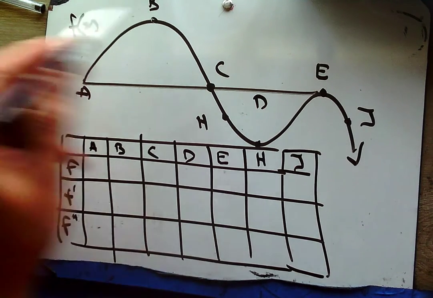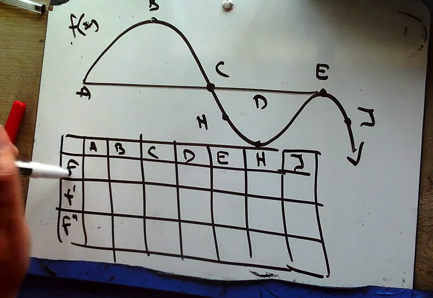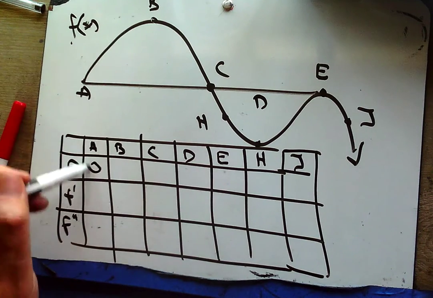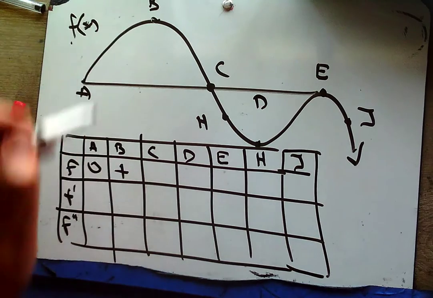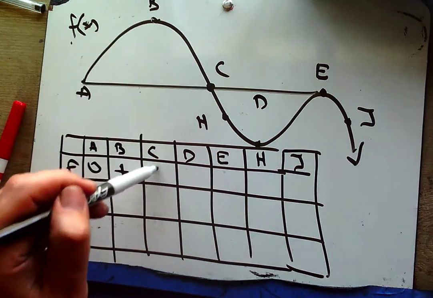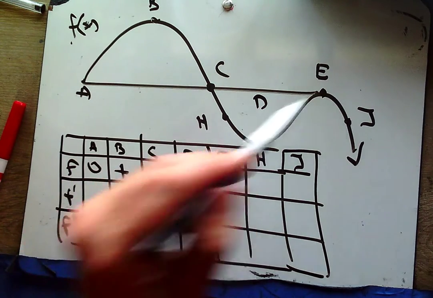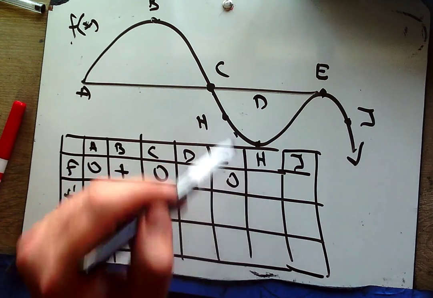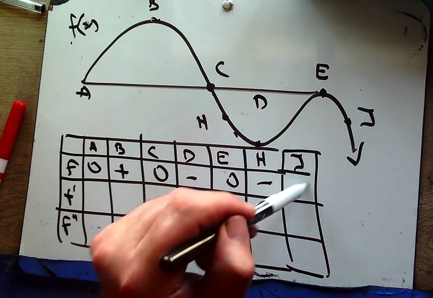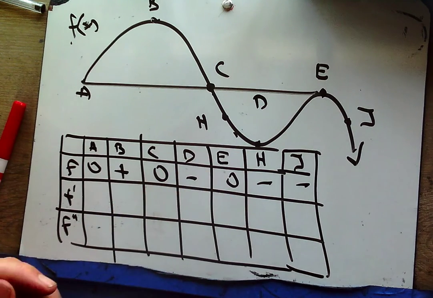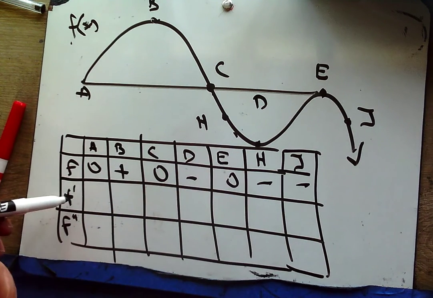So F is given. F is 0, F is positive, F is 0, F is negative, F is 0, F is negative, and J is negative. Okay? And then, what about F prime?